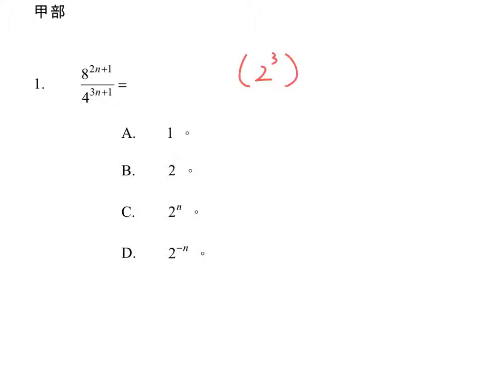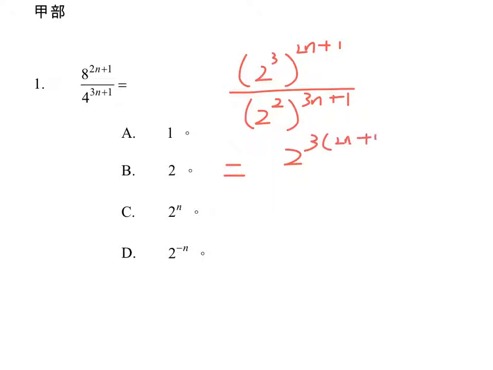So the numerator becomes 2n plus 1. And the denominator, 4, you can change it into 2 to the power 2. So the denominator becomes this one. Now try to remove the bracket. 2 to the power 3 times 2n plus 1. And the denominator becomes 2 to the power 2 times 3n plus 1.